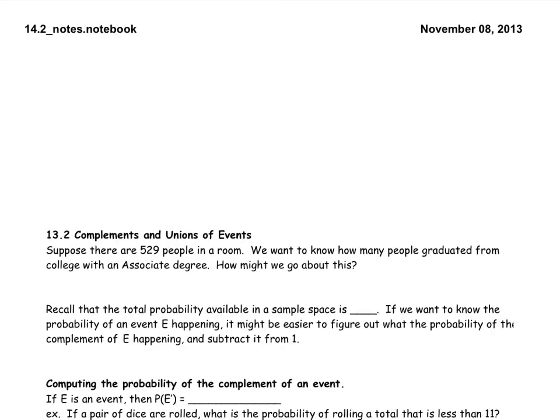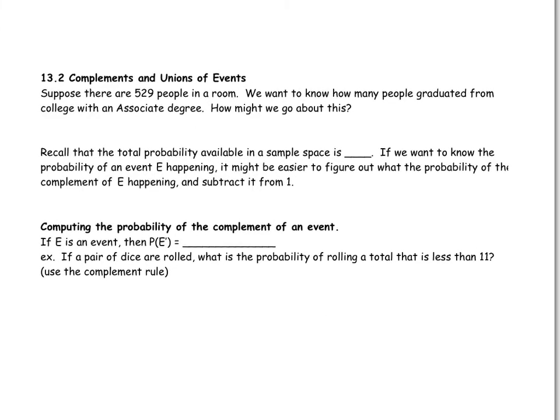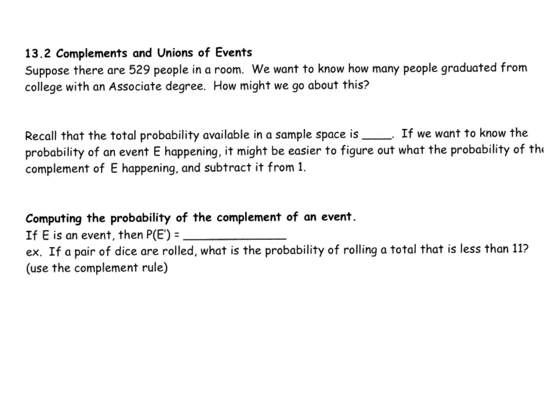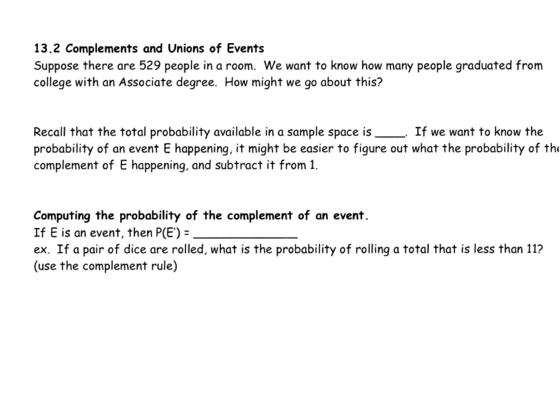In 13.2, we're going to continue our discussion on probability by discussing complements and unions of events. So we're going to start that off with an example. Suppose there are 529 people in a room, and we want to know how many people graduated from college with an associate's degree. How might we go about this?